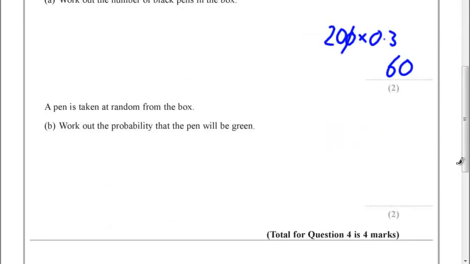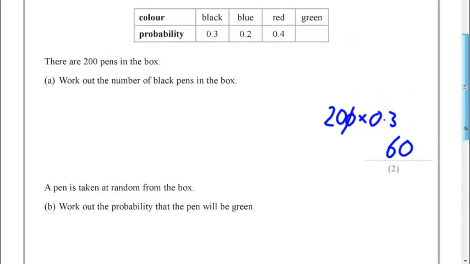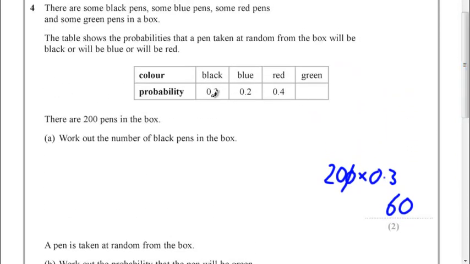The pen is taken at random from the box. Work out the probability that the pen will be green. Let's just go back up to this. Okay, there's only pens in the box. A pen has to be taken. It's 0.3 black, 0.2 blue, 0.4 red. And what will green be then?